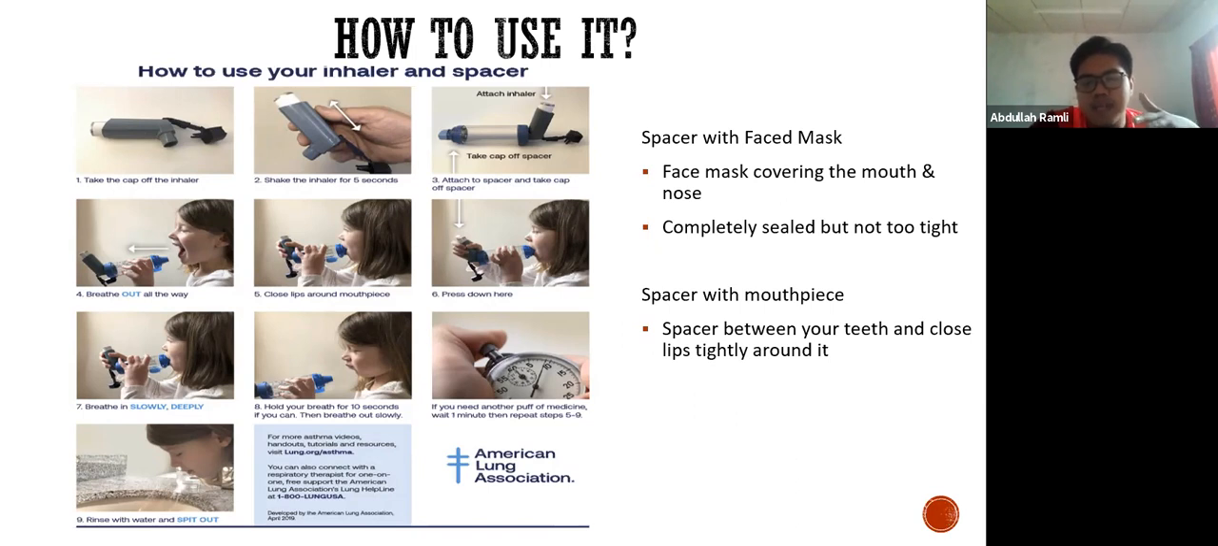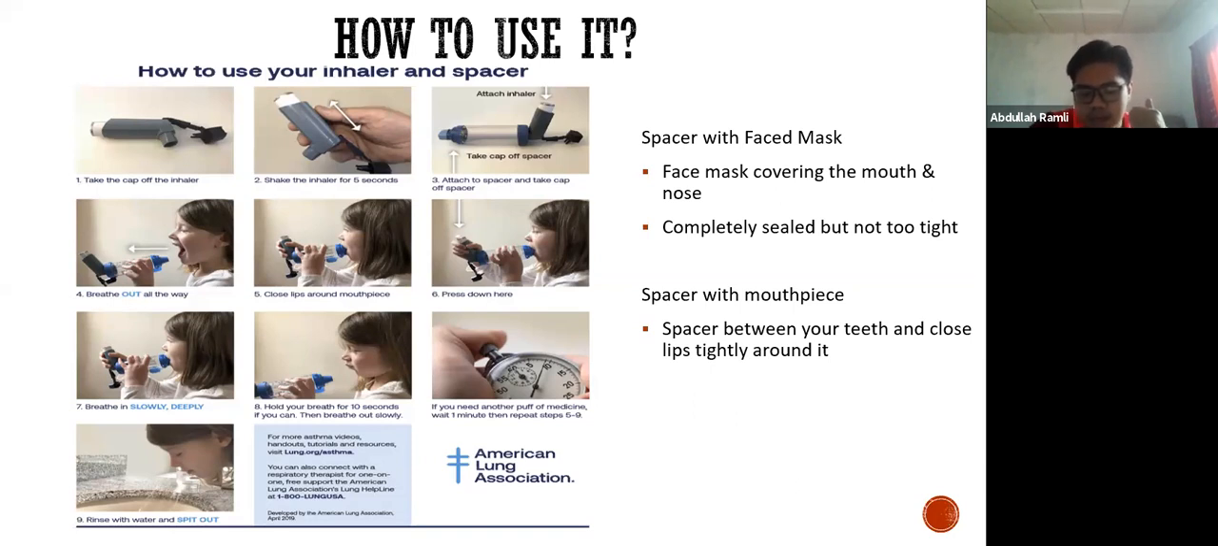So this is the process needed. If the patient needs another puff of medicine, they can wait for 1 minute, then repeat steps 5 to 9 as the picture shows. Okay. After completing the inhalation of medication, we ask the patient to rinse out and spit out the residual medication. Okay.